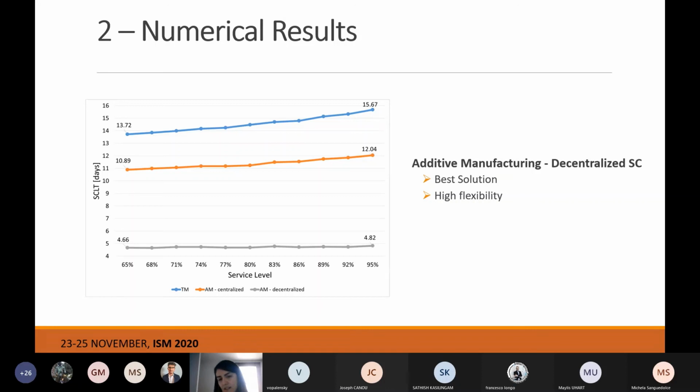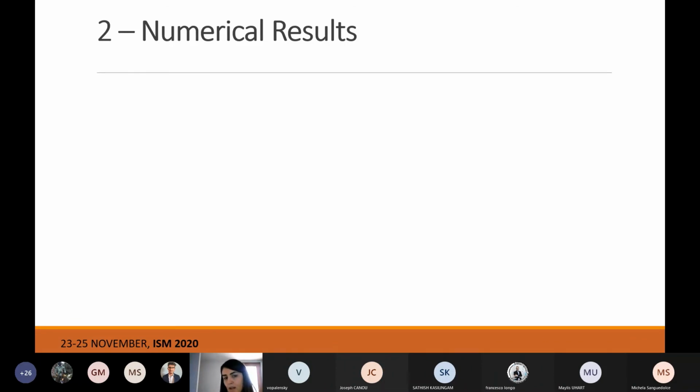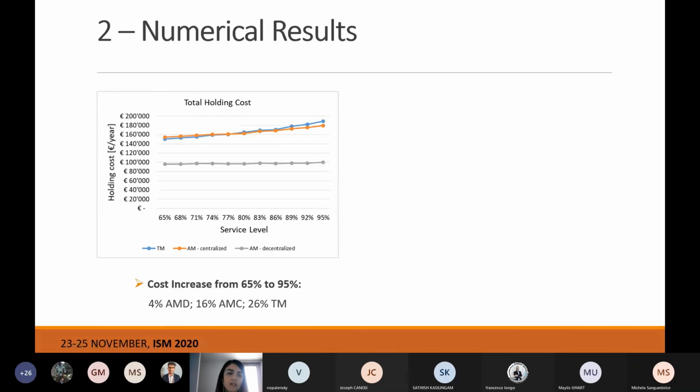And this is due to the fact that increasing the service level, the stock level and the related time in stock just grows slowly. And for the same reason, the total holding cost shows a similar trend. In this case, we can see also that the centralized configuration, in general both additive and traditional manufacturing, needs a higher stock level and thus higher total holding cost.